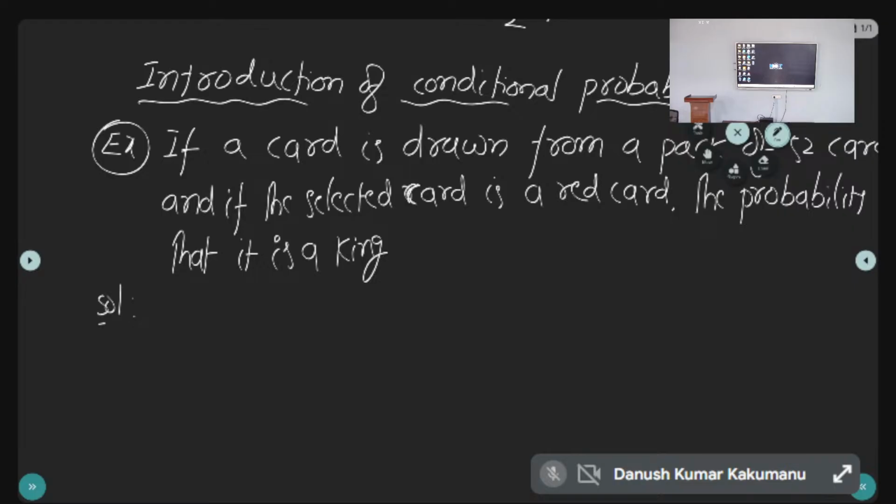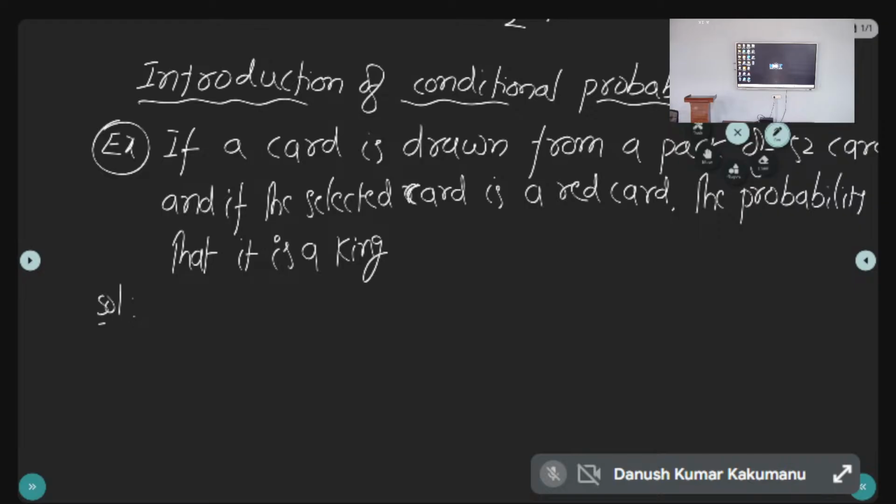A card is drawn from a pack of 52 cards, and the selected card is already a red card. The card I have selected, I know it is already a red card. What is the meaning? Already one event occurred. The selected card I know is red only. Why unnecessarily consider black cards? Simply you can discard the black cards. No need to consider black cards.